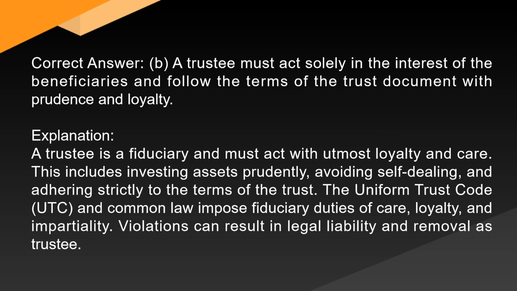Correct answer: B. A trustee must act solely in the interest of the beneficiaries and follow the terms of the trust document with prudence and loyalty. Explanation: A trustee is a fiduciary and must act with utmost loyalty and care. This includes investing assets prudently, avoiding self-dealing, and adhering strictly to the terms of the trust. The Uniform Trust Code, UTC, and common law impose fiduciary duties of care, loyalty, and impartiality. Violations can result in legal liability and removal as trustee.